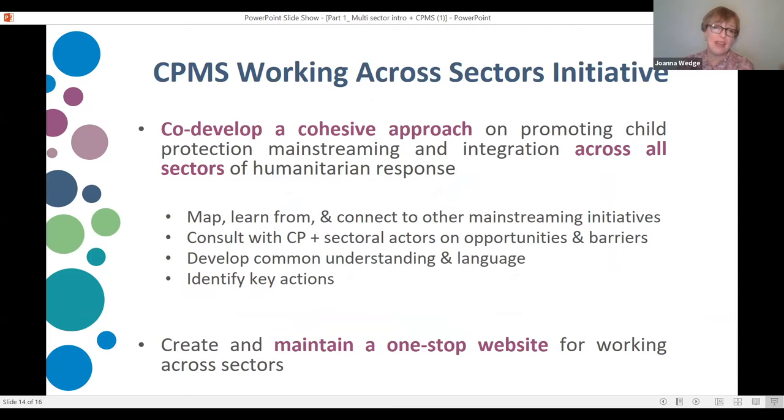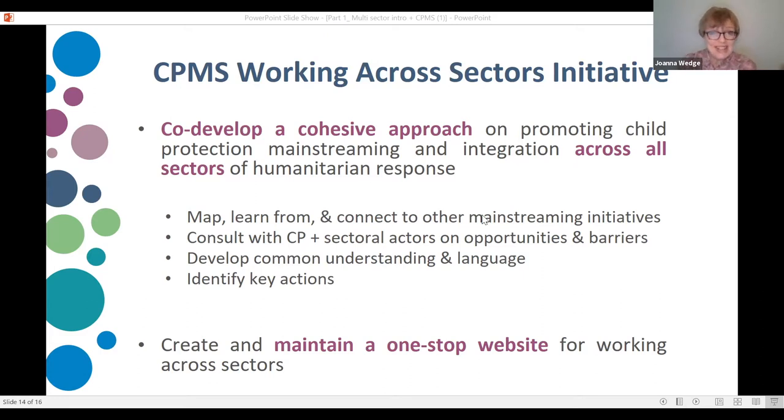The first is about co-developing, with other sectors and other actors, a cohesive approach to promoting mainstreaming and integration of child protection across the humanitarian response. So we've started to map the different mainstreaming and integrated programming initiatives. We want to learn from them and connect with them to have a more cohesive and stronger approach. We want to consult with you and other sectoral actors on what opportunities we have for working together, and what barriers we need to address. We want to develop a common understanding about mainstreaming and integrated programming, and a common language we can use across sectors or with specific sectors, and then identify and strengthen those key actions that we've been talking about.